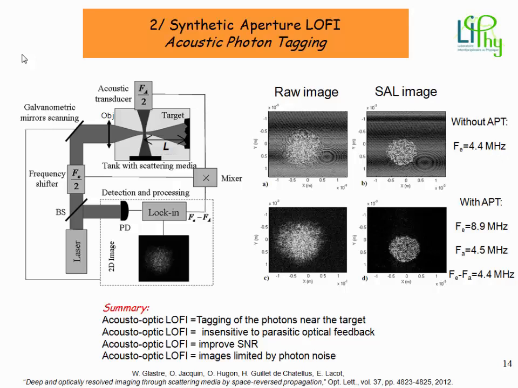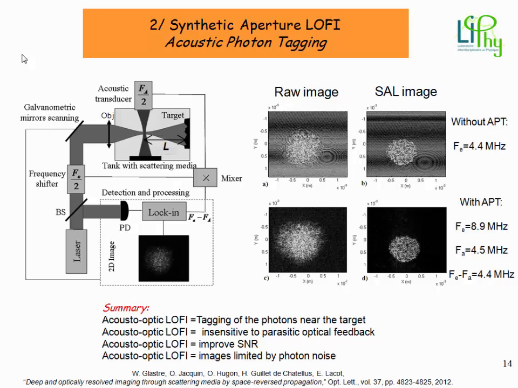The comparison of the upper graph here with the lower graph here shows an improvement of the image quality with acoustic photon tagging, and the improvement is characterized by a reduction of the background, and also by an improvement of the contrast of the image. In both cases, from the raw image here and here, we are able to obtain a synthetic aperture image where the beads are well refocused.